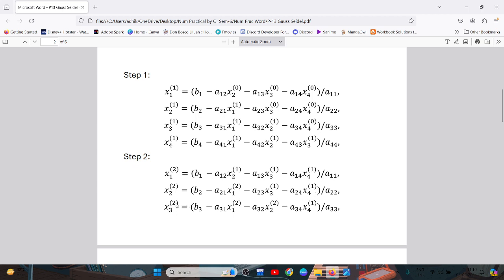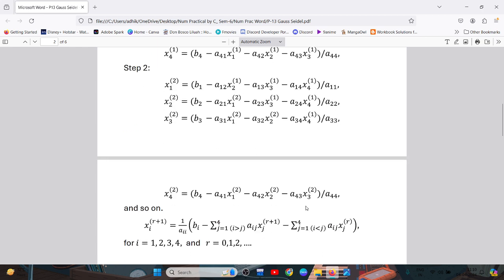And for calculating x3 2, x1 and x2 come from step 2, but x4 comes from the previous step, step 1. Similarly, for x4 in step 2, all variables x1, x2, x3 come from step 2.